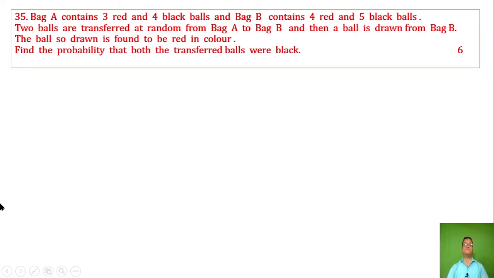Question number 35. Bag A contains 3 red and 4 black balls and bag B contains 4 red and 5 black balls. 2 balls are transferred at random from bag A to bag B and then a ball is drawn from bag B. The ball so drawn is found to be red in color. Find the probability that both the transferred balls were black.